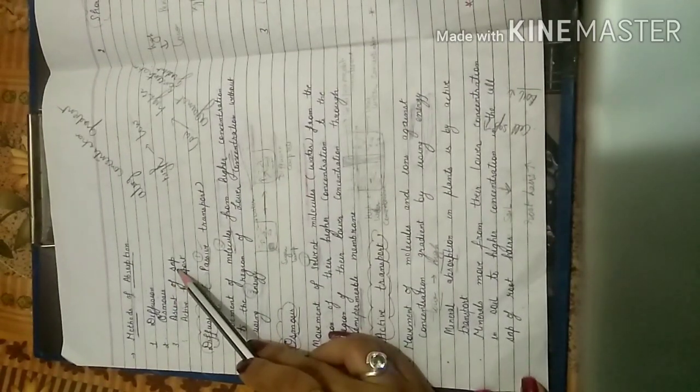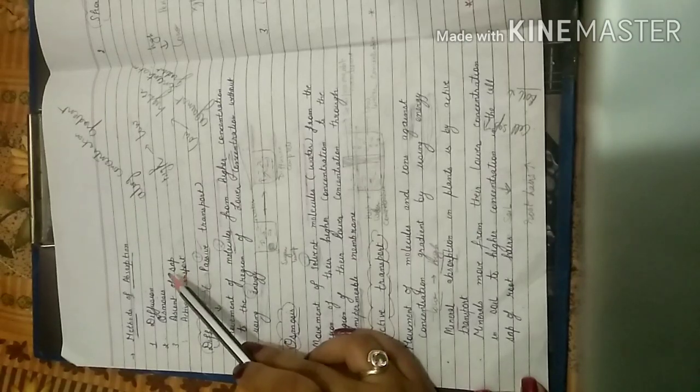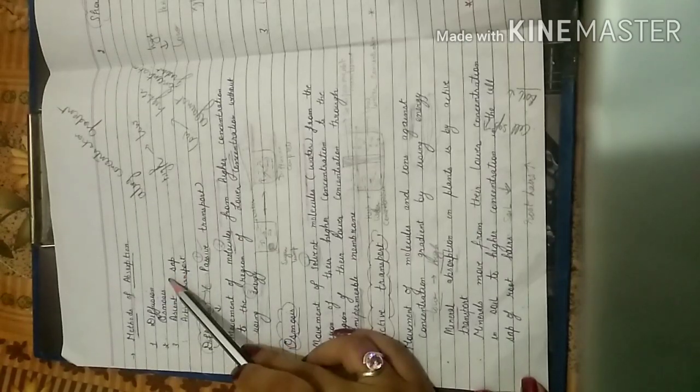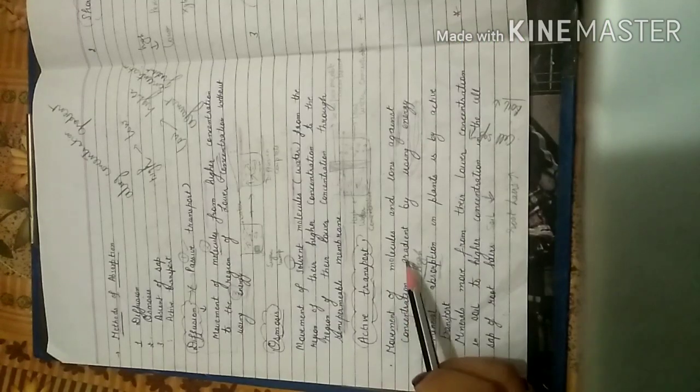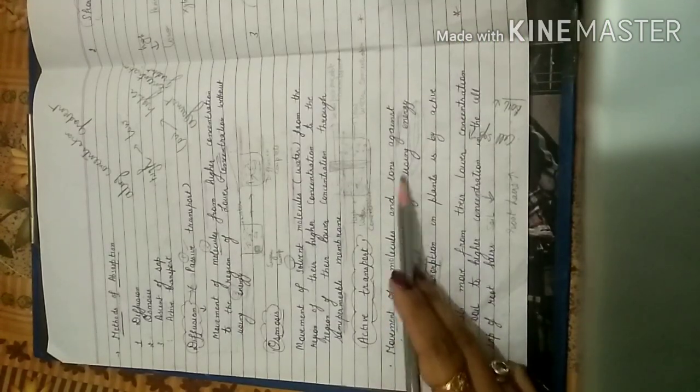Then the ascent of sap we have already studied in the previous video, that it is the upward movement of water, right, through xylem towards the aerial parts of the plant. Then active transport. Active transport, here movement of molecules and ions is against concentration gradient by using energy.